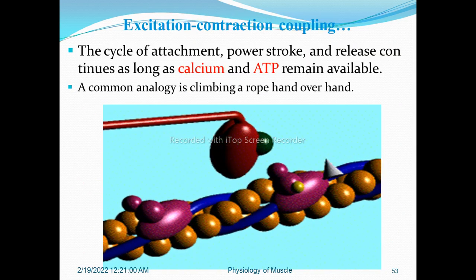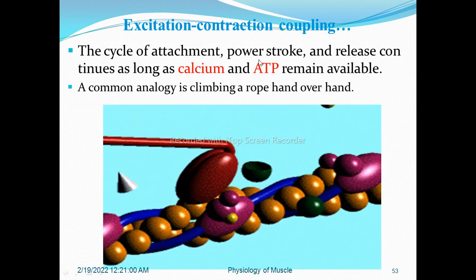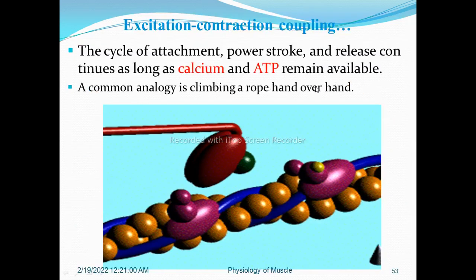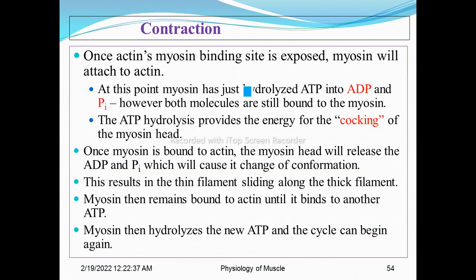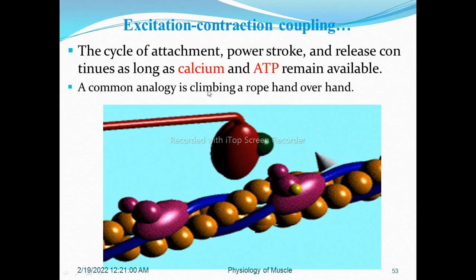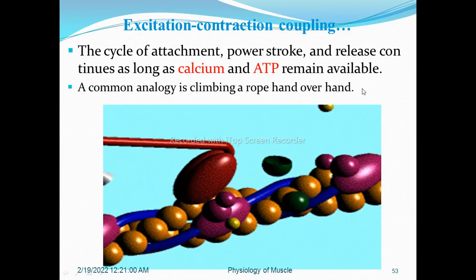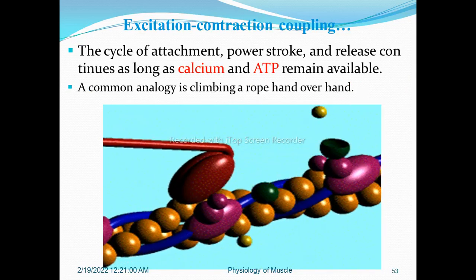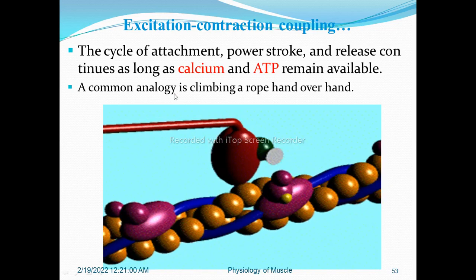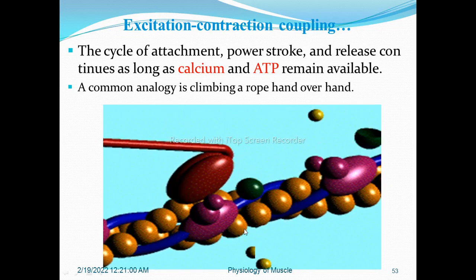So now, as I told you, the cycle of attachment, power stroke, and release is continuous as long as calcium and ATP remain available. A common analogy is climbing a rope hand over hand. If you are climbing a rope by crossing one hand over the other, this is like excitation contraction coupling.